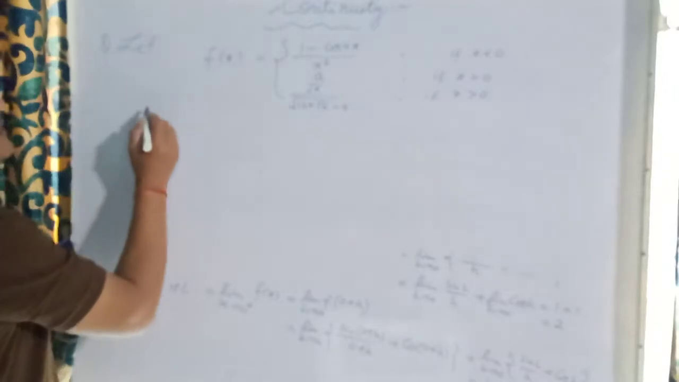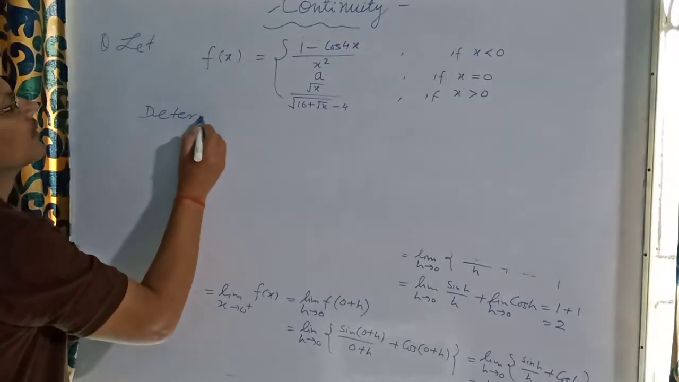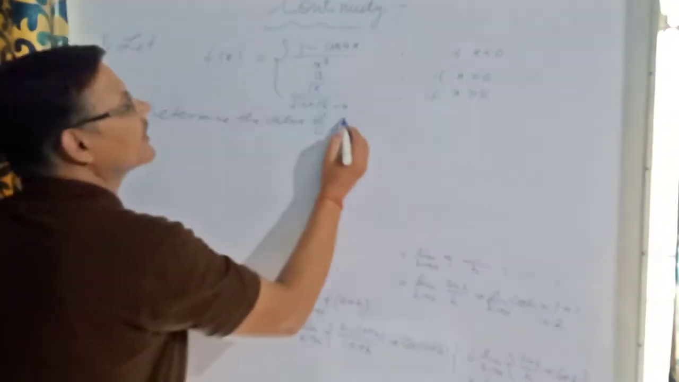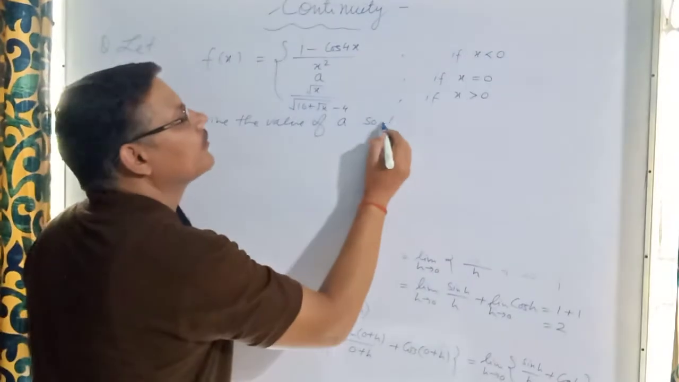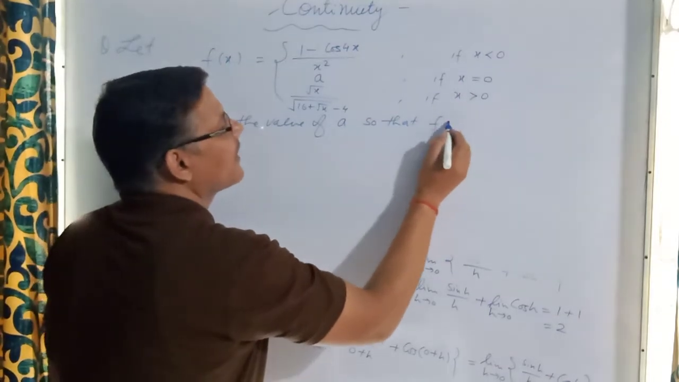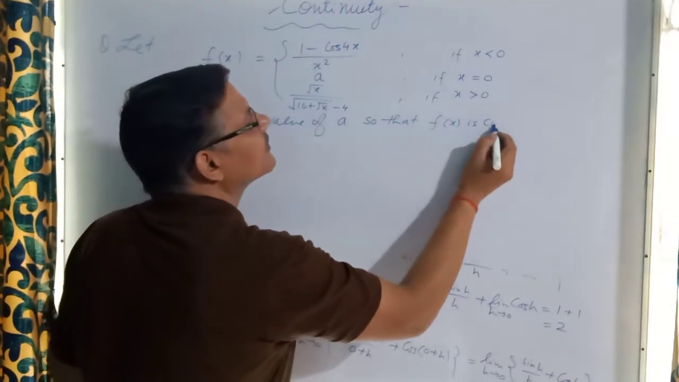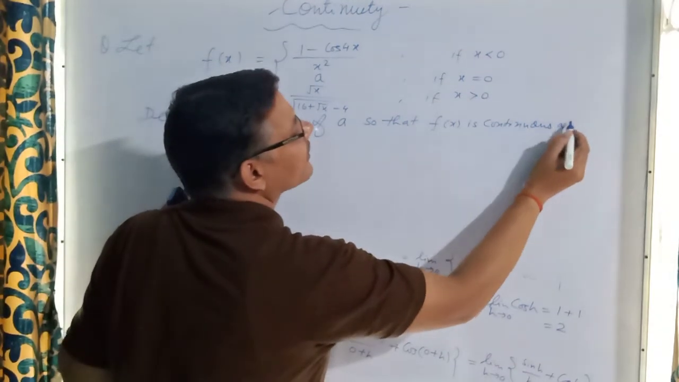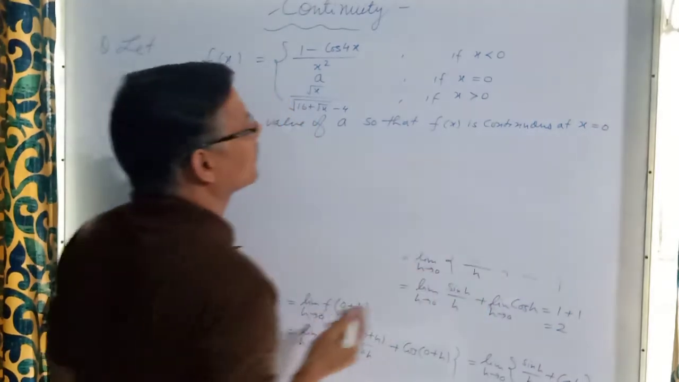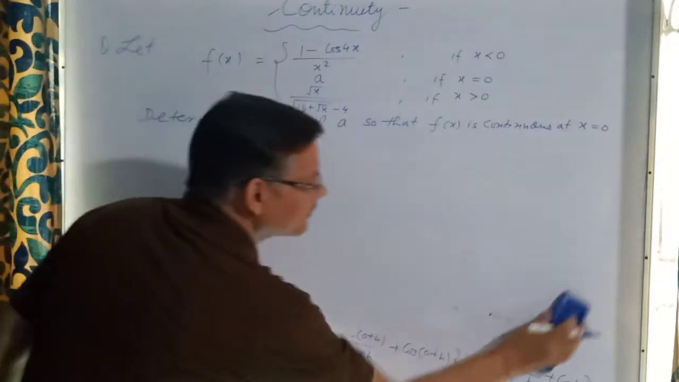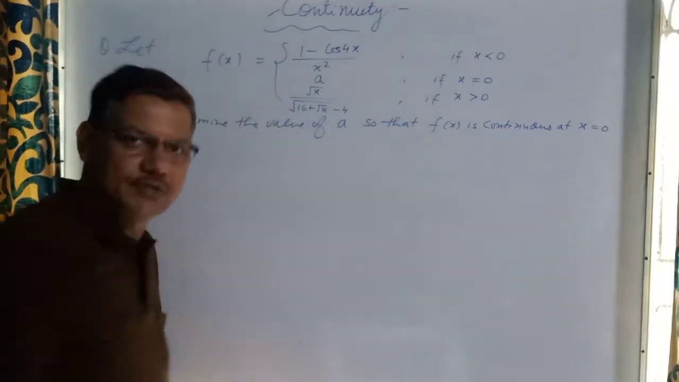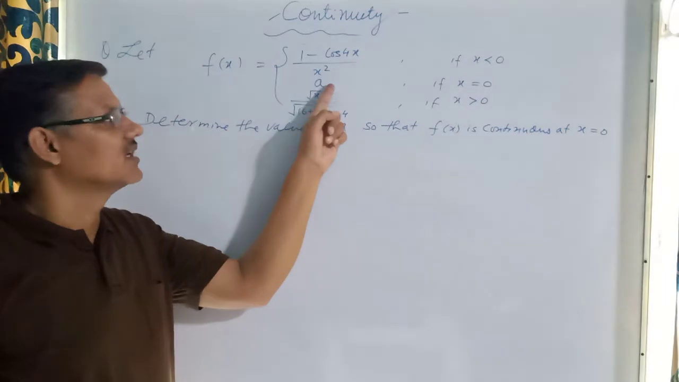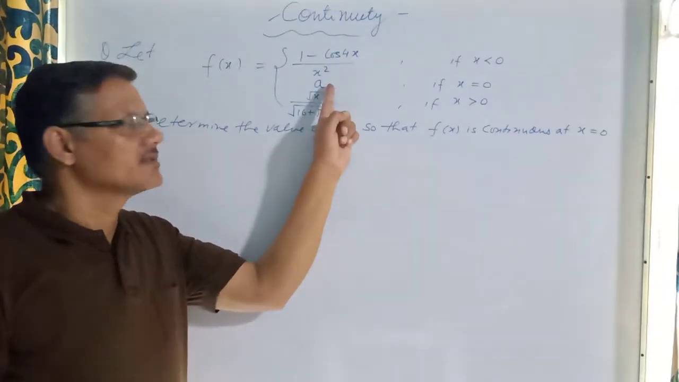So here, determine the value of a so that f(x) is continuous at x equal to 0. Here it is directly given that the function is continuous at x equal to 0. So using the concept of continuity, we are supposed to get the value of the given constant. Here the given constant is a.